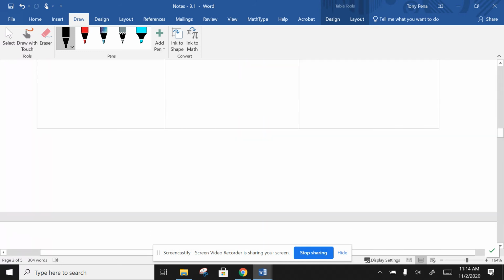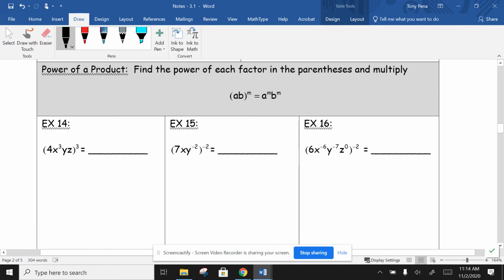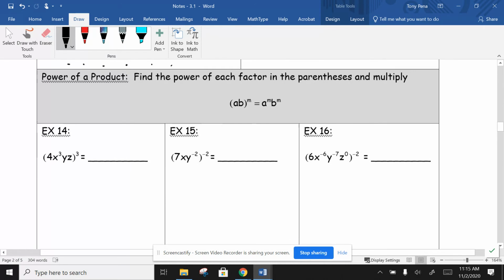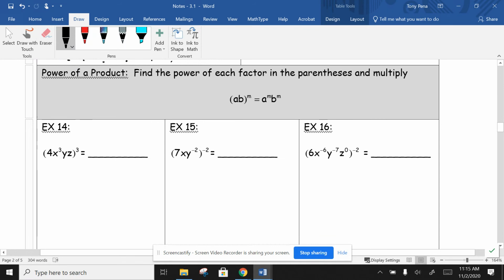All right, then our last one, I believe. Power over products. What this is simply saying is, if I have a power of more than one term, so if we now look, we have 4, x cubed, y, z, all of that's getting raised to that power. That just says the power is going to go to each factor within that parentheses. All right, so go to number 14. Do me a favor, do not follow what I'm going to do now. Do not cross out your 4. Leave that 4 there. We're just going to deal with the variables.